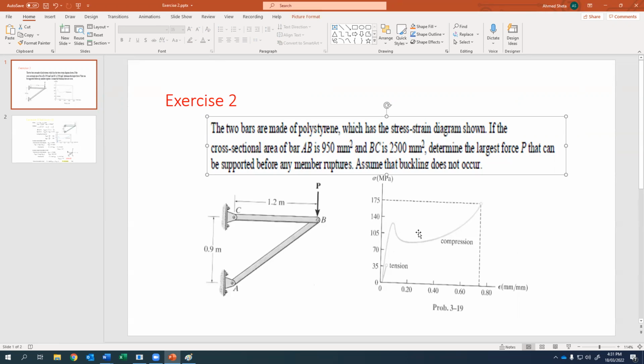Also given is the cross-sectional area of bar AB and bar BC, which are 950 and 2500 square millimeters. Then the requirement is: how large can the load B be before a member ruptures? And we assume that no buckling occurs in this example.